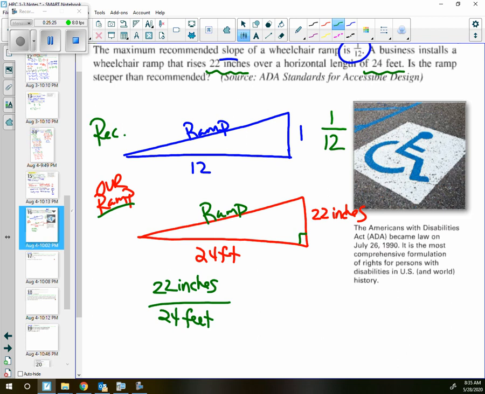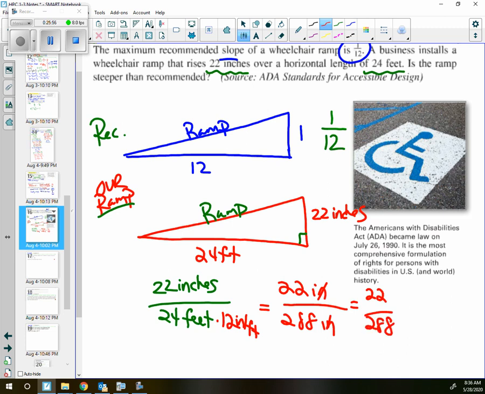Well, you can either change inches to feet or feet to inches. What do you think's easier? How many inches in a foot? 12, right? So for me, it's probably easier to convert my feet to inches. So I'm going to multiply by 12 inches per foot. So the feet would cancel, and I'll be left with 22 inches over, okay, 24 times 12, 288 inches. Notice what happens here. The units cancel. So 22 over 288. So my question is, is that too steep or are we okay?